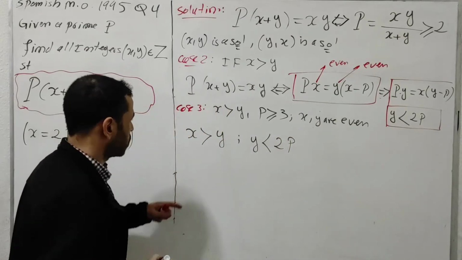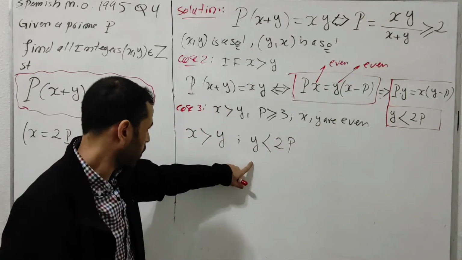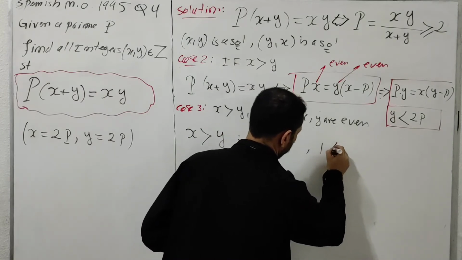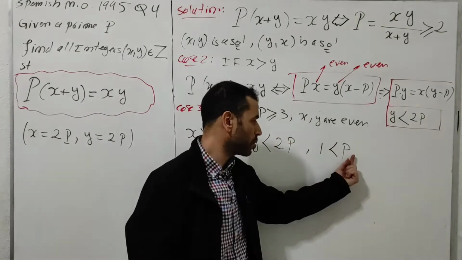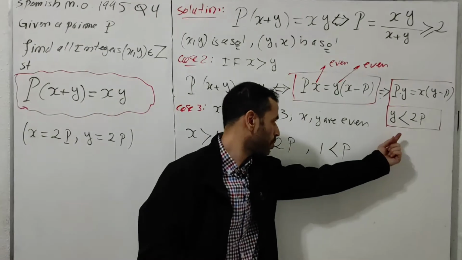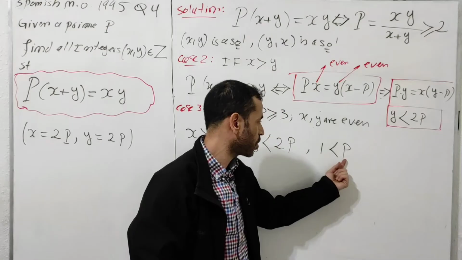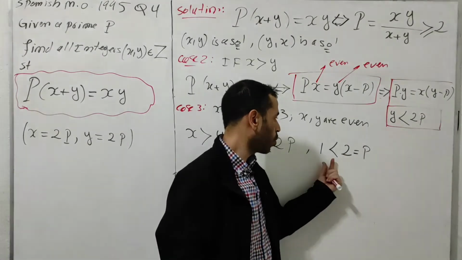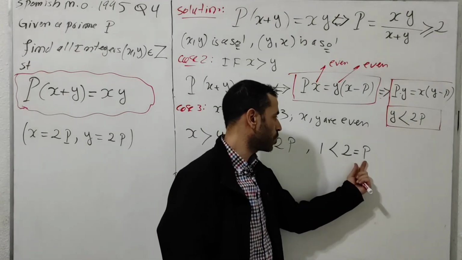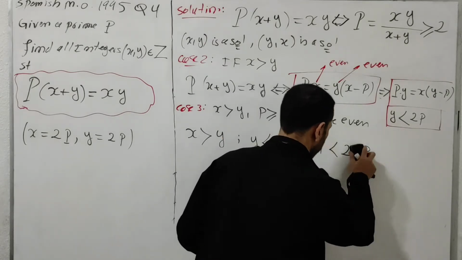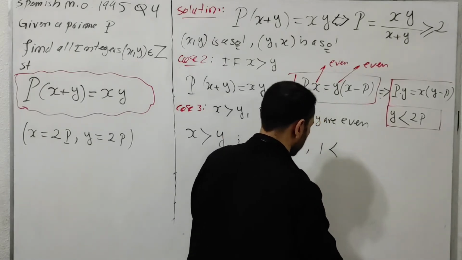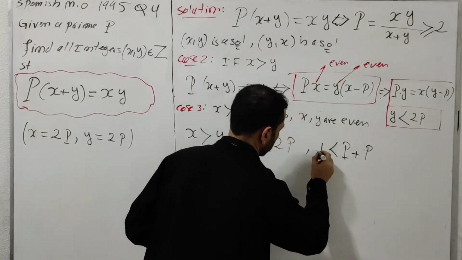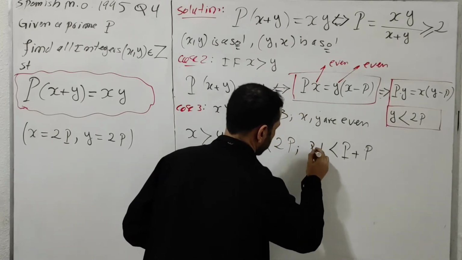Since we know x and y are even numbers, if we take the number 1 strictly inferior to p, the minimum number p can take is 2. That means 1 is strictly inferior to 2. If p equals 2 as the minimum number it can take, always 1 is strictly inferior to p, whatever p is. Let's take number 2 here. We'll replace p here. I'm going to add p on both sides. I will get p plus 1.